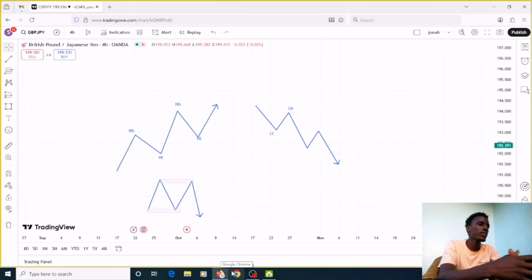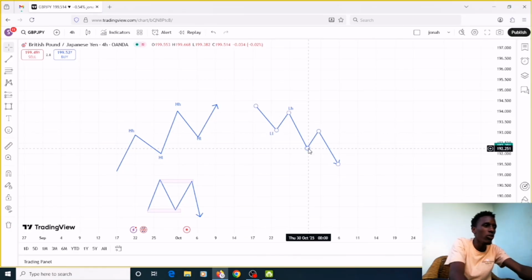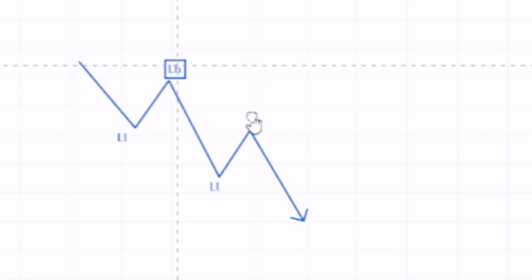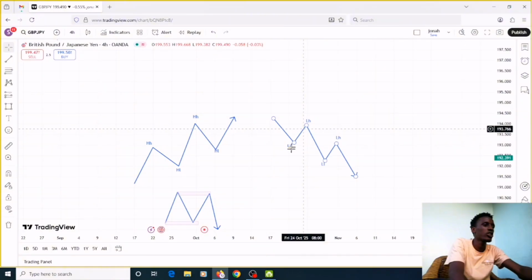Method 2 of identifying market structure is by using lower highs and lower lows. Let me show you what I mean. Once price breaks this previous lower low right here, that indicates price is forming a new lower low. So this becomes our new lower low, and automatically this becomes our lower high. Once price breaks this lower low again to form a new lower high right here, this becomes our new lower low, and this becomes our new lower high. This is the second method of identifying market structure, using lower highs and lower lows.